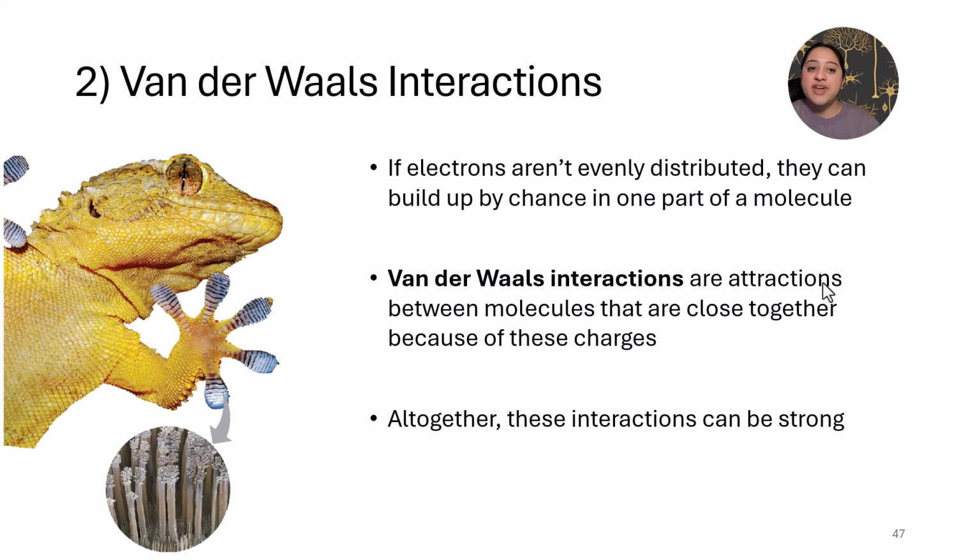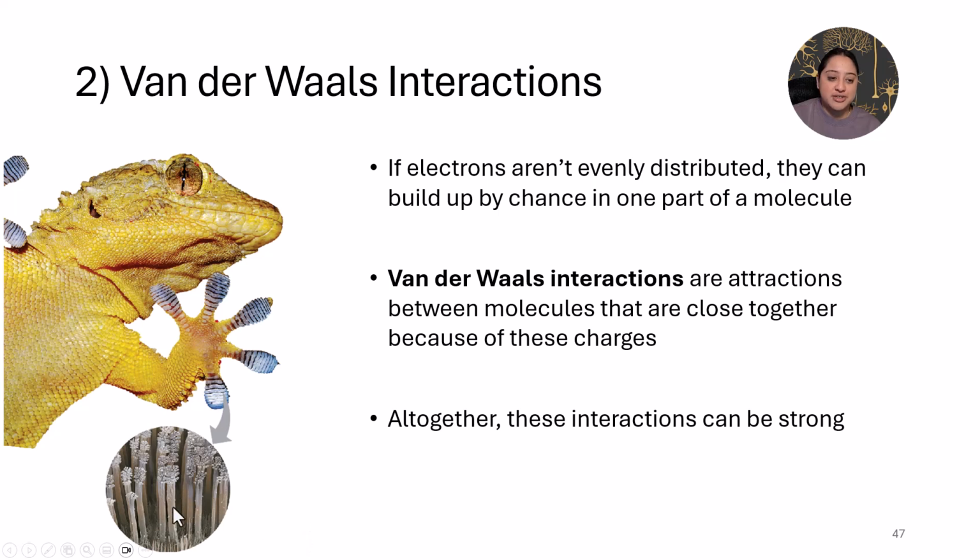Another one is van der Waals interactions. These aren't even necessarily bonds, they're more interactions. And you really don't hear much more about them after today. If electrons aren't evenly distributed, because remember they hang out in different areas like clouds, they can build up by chance in one part of a molecule. Van der Waals interactions are attractions between molecules that are close together because of these charges. And altogether, these interactions can be strong.